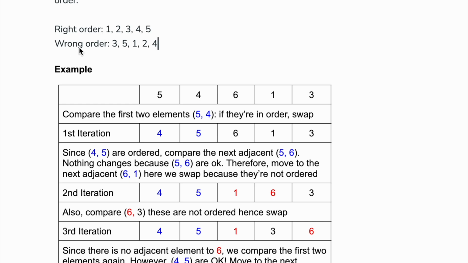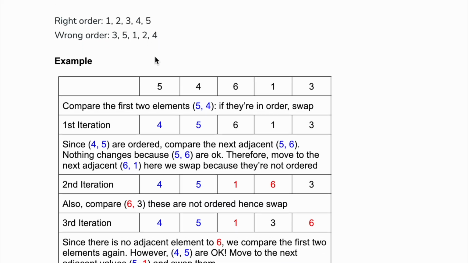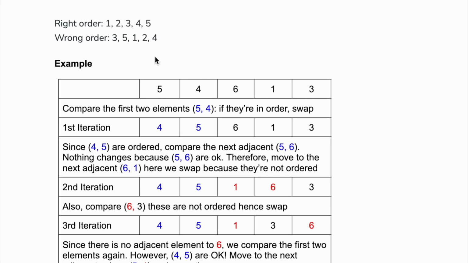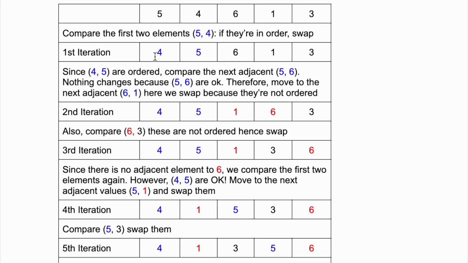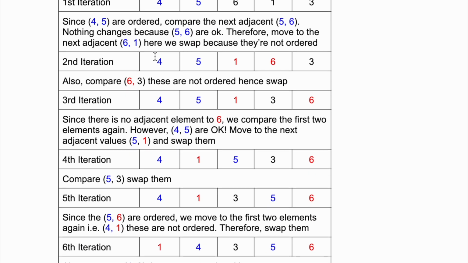Now looking at the wrong order, 3, 5, 1, 2, 4, they are disarrayed. They are not in the right order. So now we use bubble sort to arrange this wrong order into the right order. So how can we achieve that? Let's look at the example.